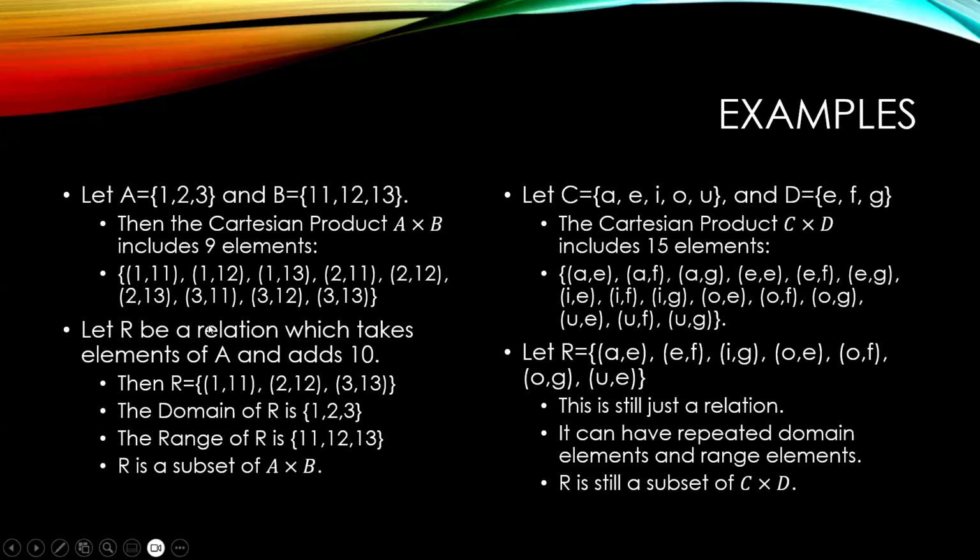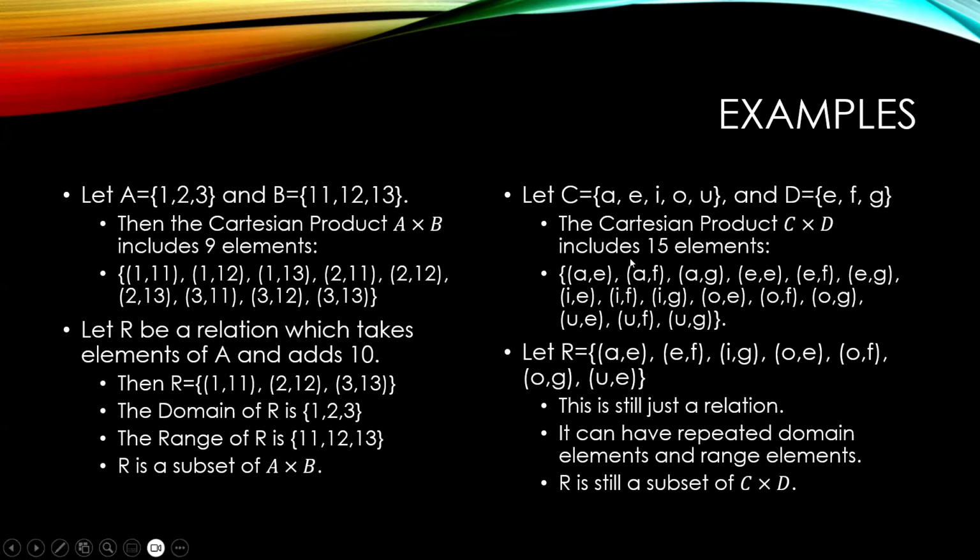Now let's say that R is a relation which takes elements of A and adds 10. So 1 plus 10 is 11, 2 plus 10 is 12, 3 plus 10 is 13. And so our relation is just going to have these 3 values. The domain is {1, 2, 3}. The range is {11, 12, 13}. And this set R, with 3 different ordered pairs in it, is a subset of the Cartesian product. Any relation is always going to be a subset of the Cartesian product.